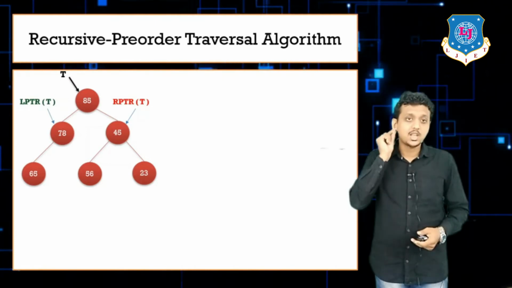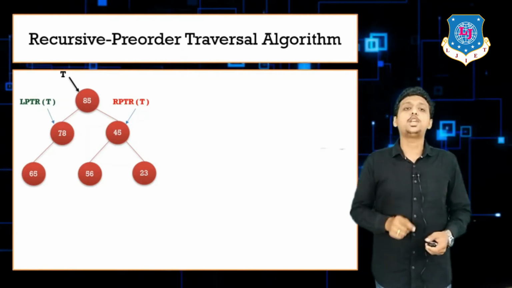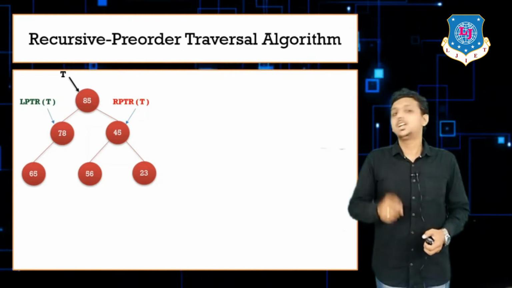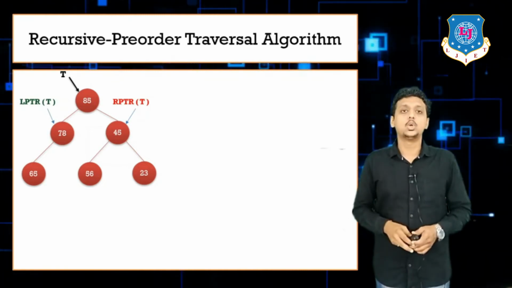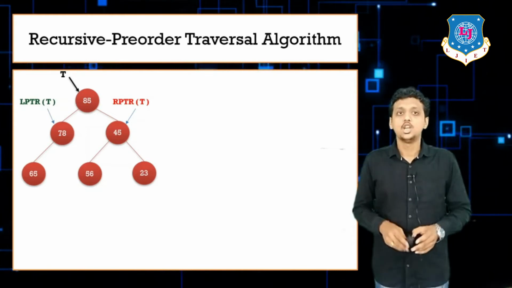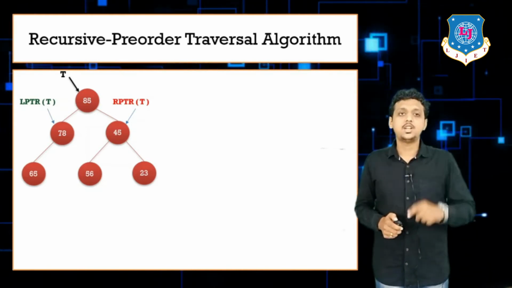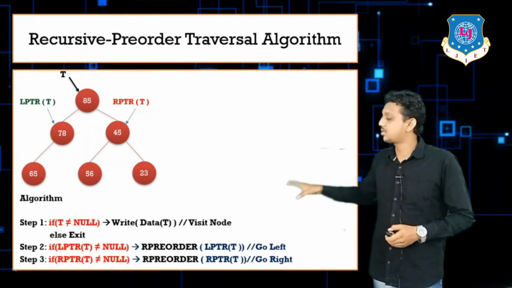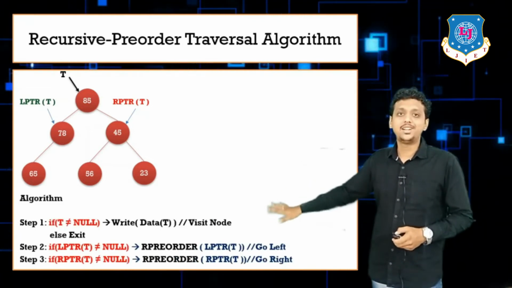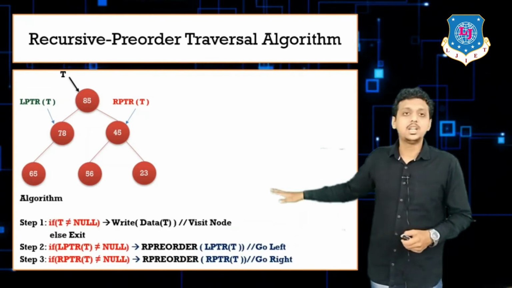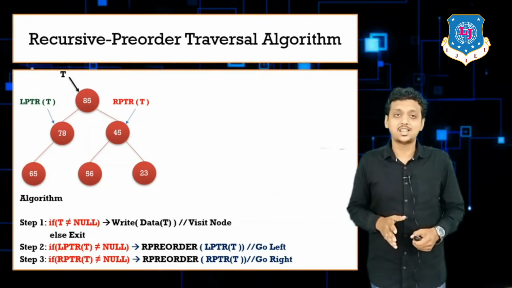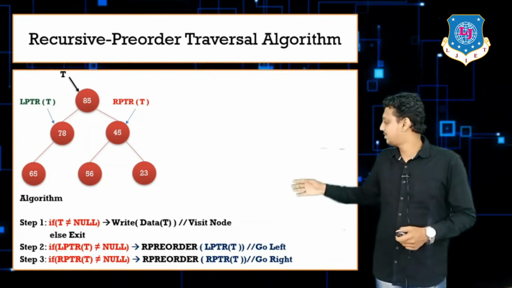Now we just need to apply our recursive preorder algorithm here. So how to do it? First I'm going to write down the basic steps of the algorithm, so you can read it very carefully. Step number 1 is check whether the tree exists or not. If the tree exists, then write the data.